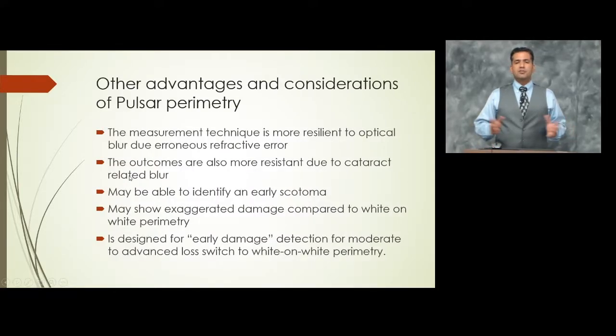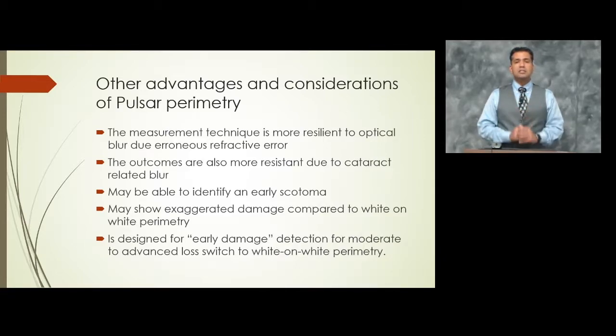What are the other advantages and considerations with pulsar perimetry? The measurement technique of pulsar perimetry is more resilient to optical blur. So if the refraction or the lens that is placed is not absolutely perfect, it still can do a very good job of detecting appropriately. The outcomes are also more resistant to cataract and media opacities blur, which is very common in the elderly population. It may be able to identify scotomas and disease early and shows much exaggerated damage when compared to white on white perimetry.